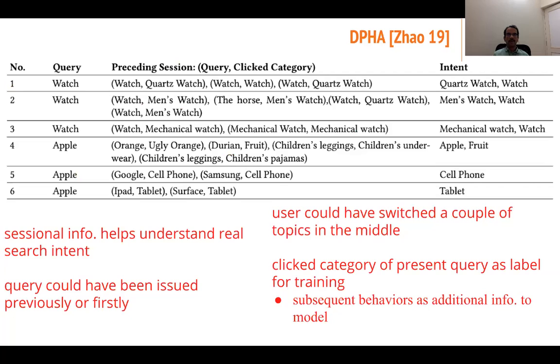So sessional info helps understand real search intent. The query could have been issued previously or firstly. Users could have switched a couple of times in the middle. The click category of the present query is labeled for training. Subsequent behaviors are additional information to the model. So our goal of query understanding is to predict the category when issued, given the session information before, which includes preceding queries and click categories. Within a session, customers reformulate queries in many terms to serve the same intent or even search the same query.